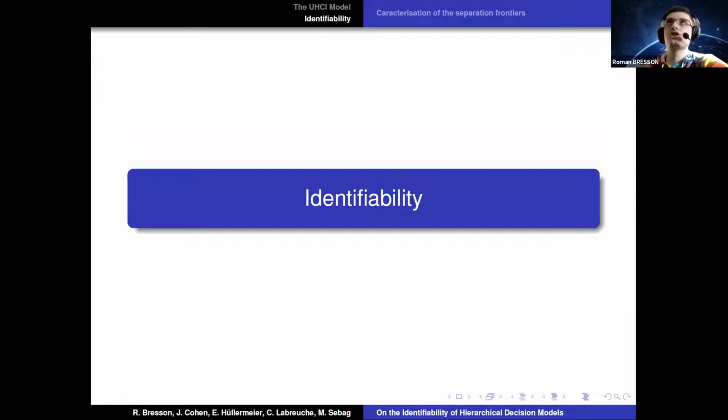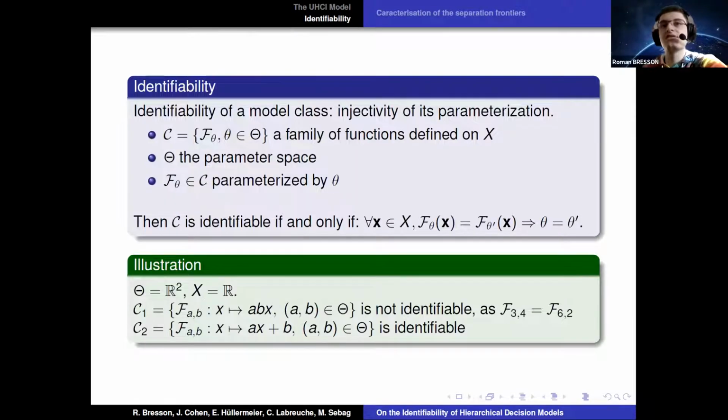We show the identifiability of the UHCI class of models. Identifiability means the unicity of the parameterization for a given model. That means that if you have 2 models that are equal, that give the same score to all alternatives, then you know there is a single parameterization. Here we have an example in the illustration.